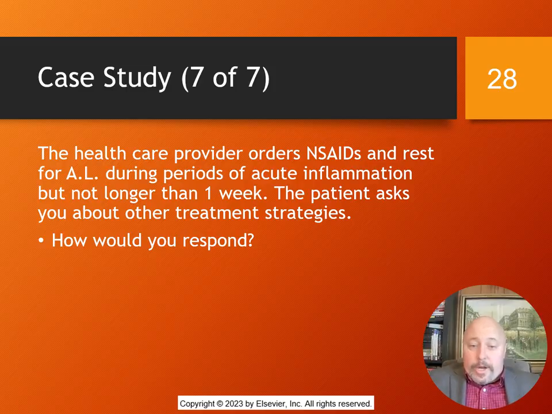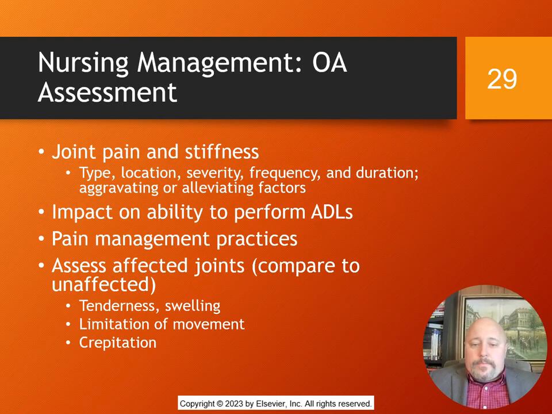We don't want to necessarily go up to more invasive treatments, but at the same time, we want to make sure the patient's on the same page, knows what we're ordering, why we're ordering it, and the reason for our current treatments. There are going to be many factors that guide our course of treatment. It's going to depend on the joint pain, its type, location, severity, frequency and duration, and any aggravating and relieving factors. How much is this pain affecting the patient's daily life? And we want to assess the affected joints for tenderness, swelling, limitation of movement, or listening and feeling for that crepitation.